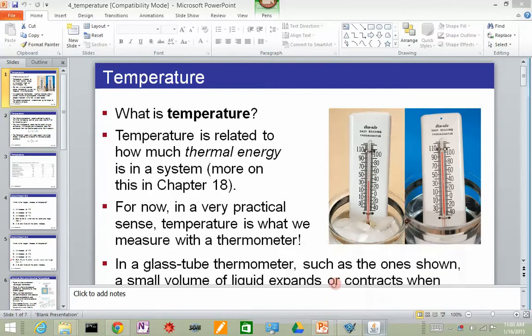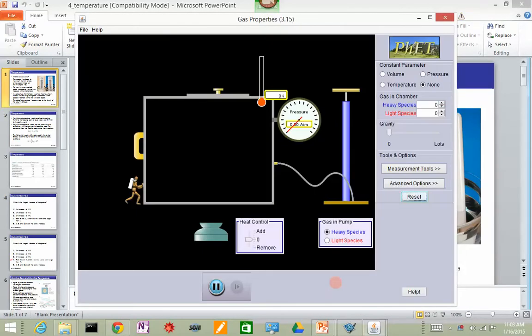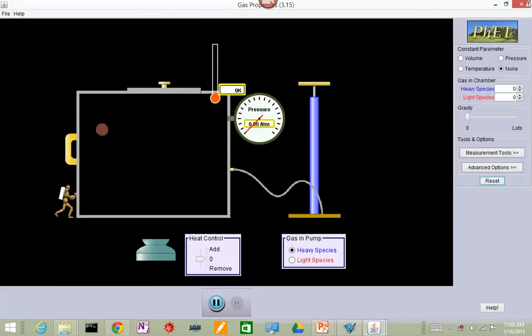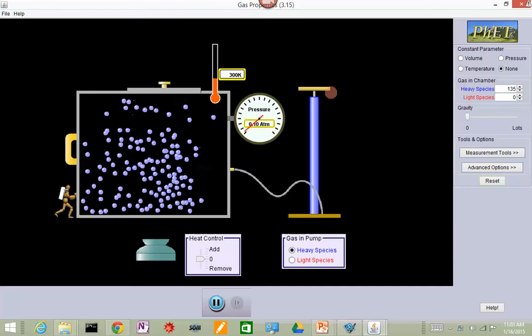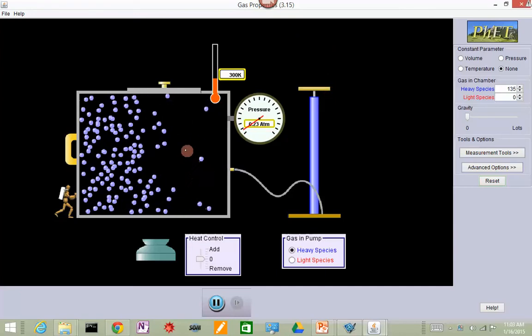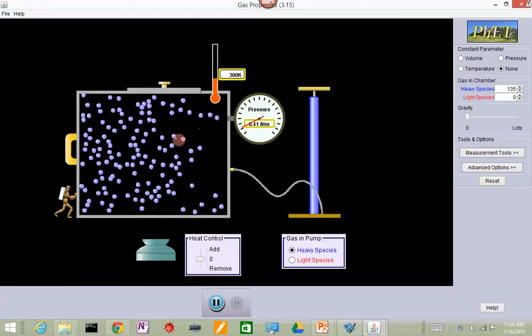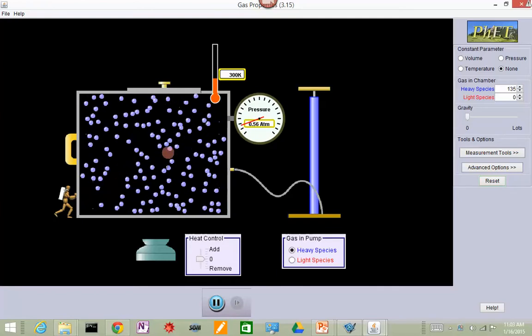So here we have a container. This is a container, and then we are going to create a gas. We're going to add some molecules inside. So now we have some molecules, and those molecules have some energy. They are moving, right? And so they have kinetic energy.